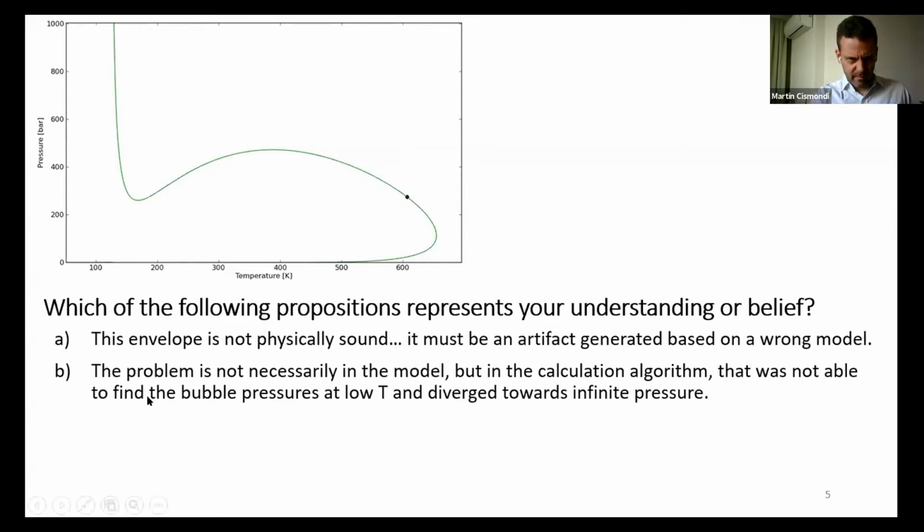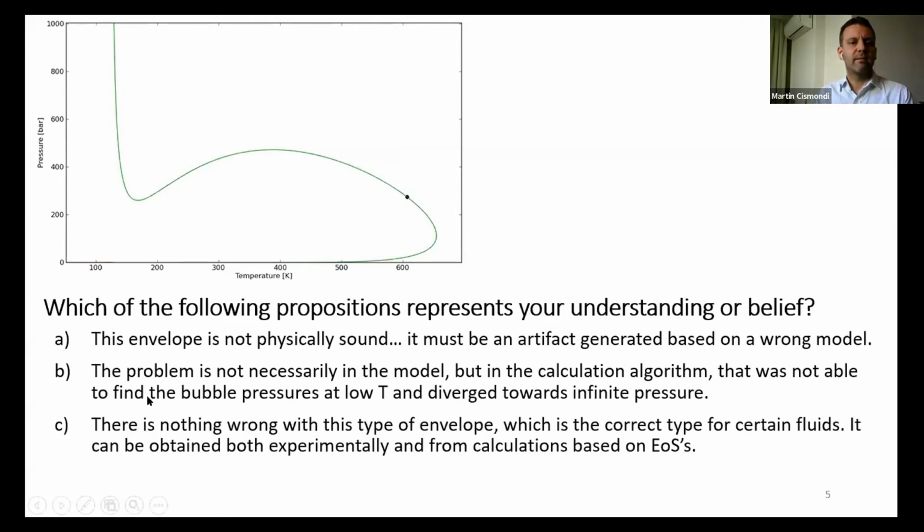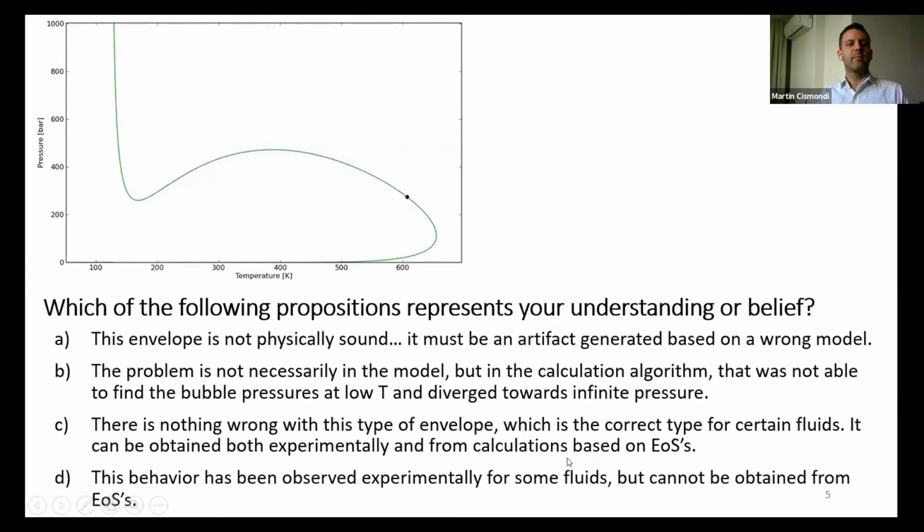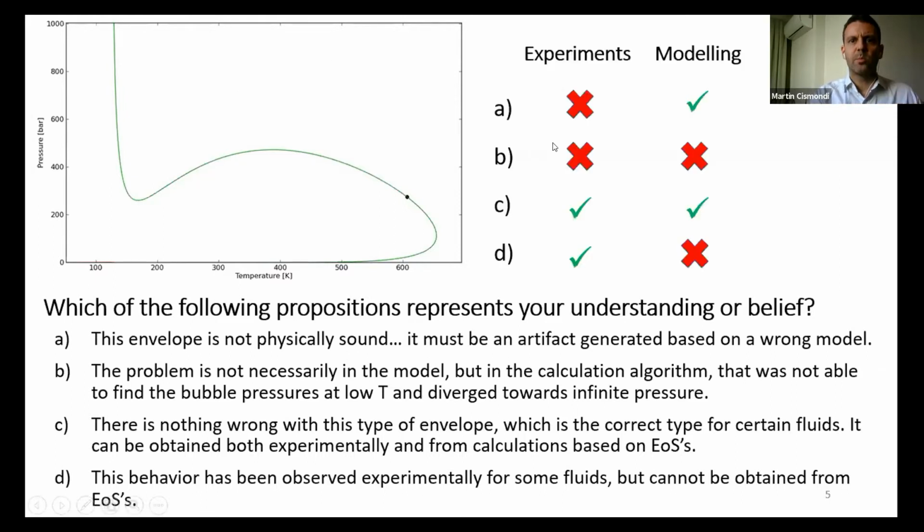Proposition C is saying there is nothing wrong with this type of envelope, which is the correct type for certain fluids. It can be obtained both experimentally and from calculations based on equations of state. And finally, proposition D: this behavior has been observed experimentally for some fluids, but cannot be obtained from equations of state. So, summarizing more schematically, we have the options like this.